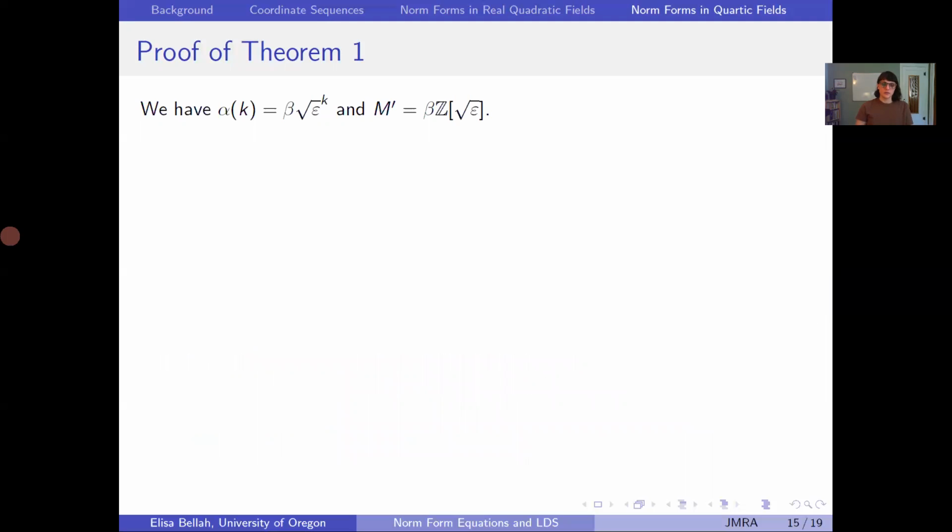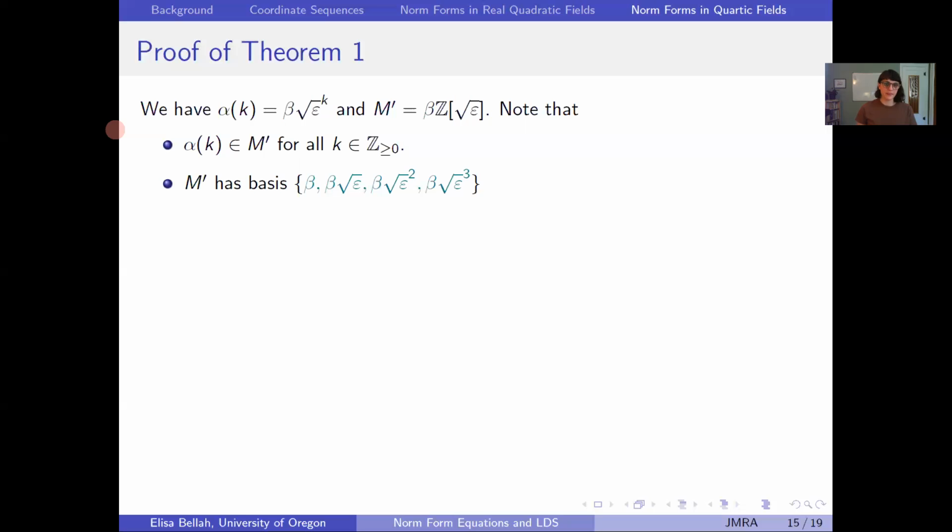So let me note a couple of things first. Note first of all that every term in this sequence, alpha k, all of these elements are actually in this module beta times the adjoint square root of epsilon. Otherwise, this would not be a very good choice of module. And also note that this module has a particularly nice basis. This is why we chose this module.